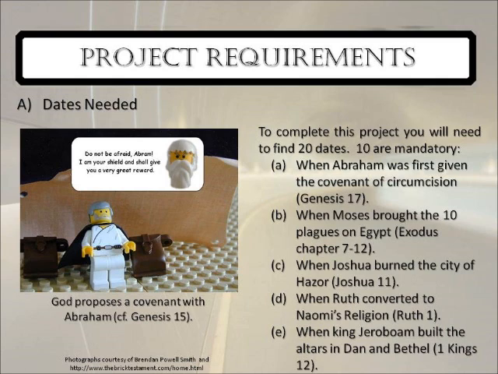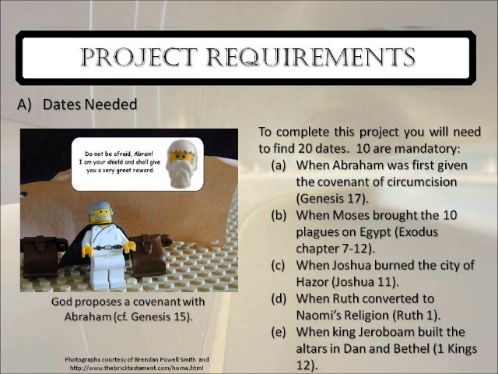Those dates are, once again: A, can you find me the date when Abraham is first given the covenant of circumcision? You can find that in Genesis 17. B, can you find the date when Moses brought the 10 plagues on Egypt? You can find that story in Exodus chapters 7 through 12.